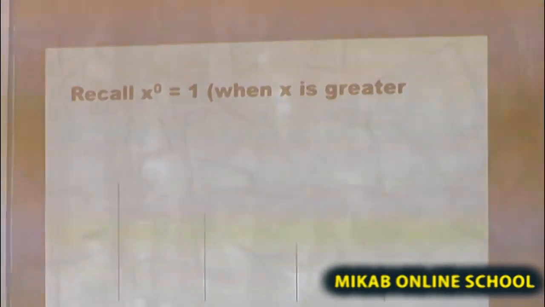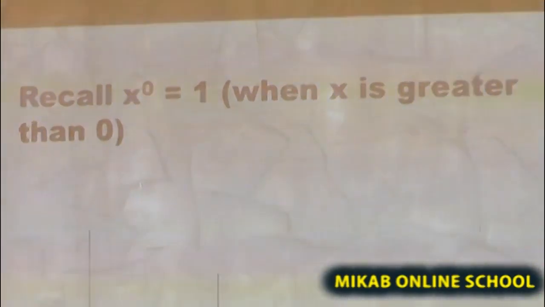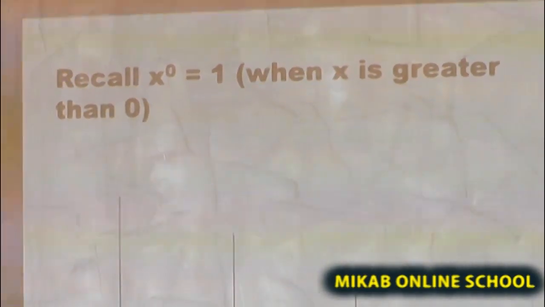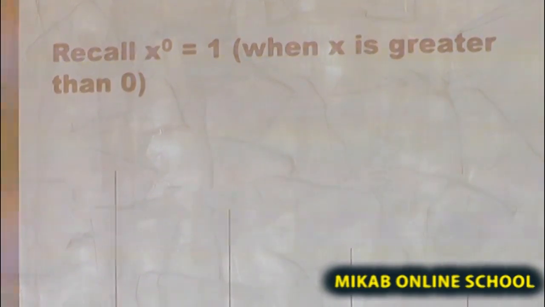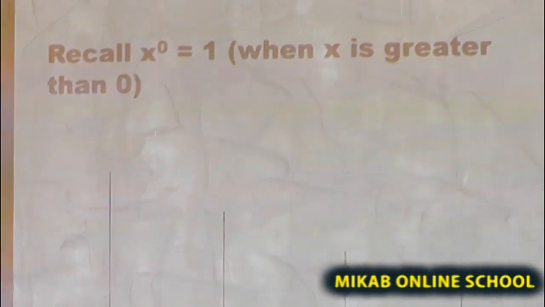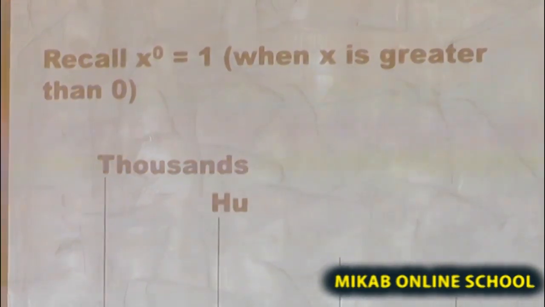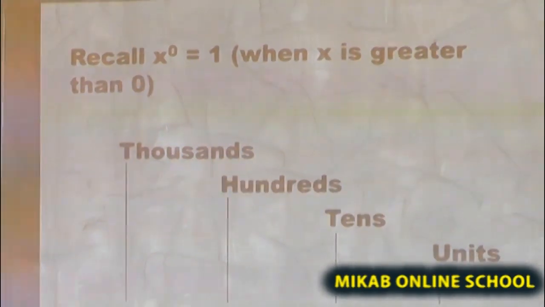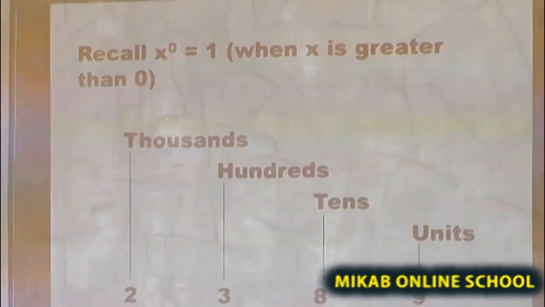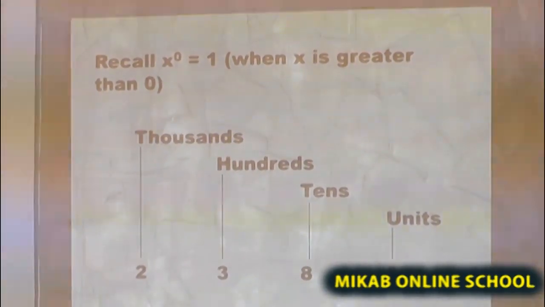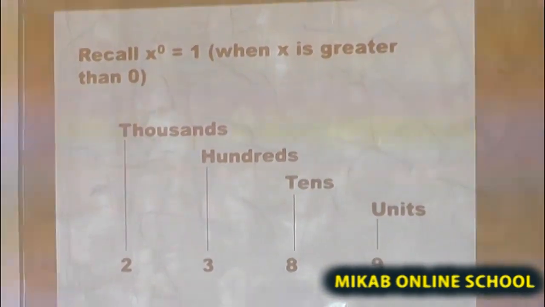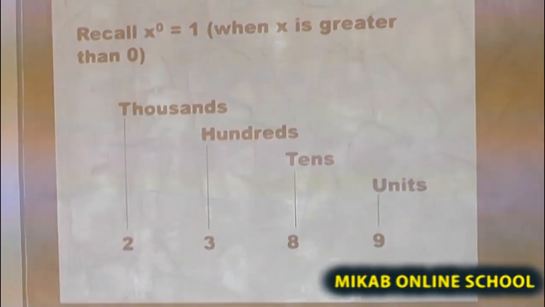That's what we're talking about: x raised to the power of 0, when x is greater than 0, is equal to 1. So conclusively, the 2 in that set of numbers has a place value of 2,000, then 300, 8 tens, and 9 units. So as I said, it is possible to expand any number at all in any base.